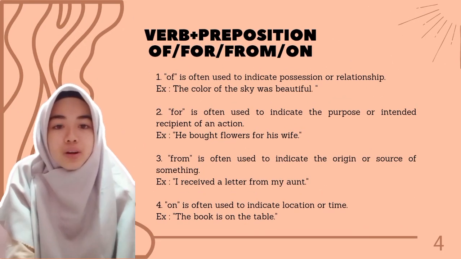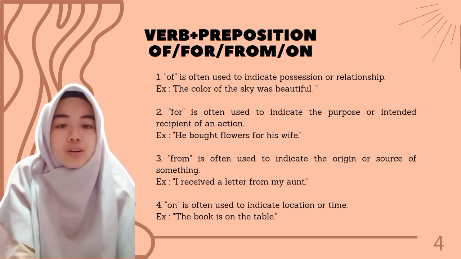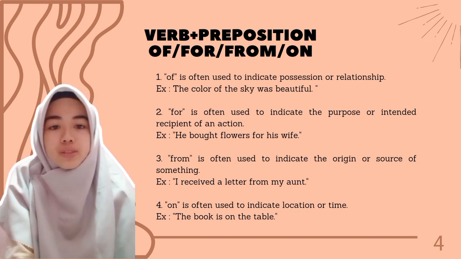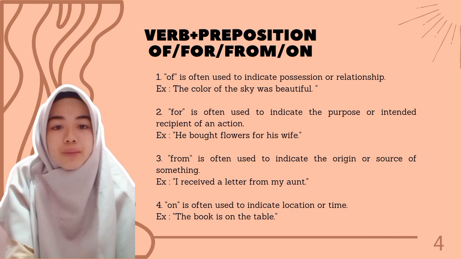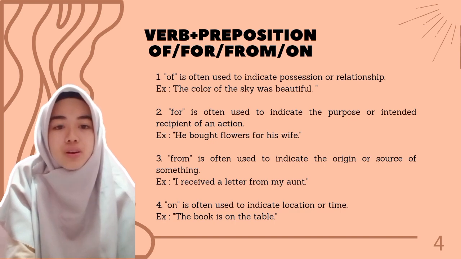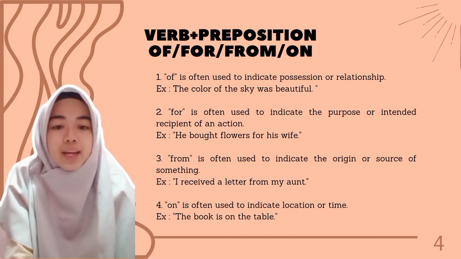Next, I would like to convey about verb plus preposition of, for, from, and on. The prepositions of, for, from, and on can be used with different verbs to convey different meanings. Of is often used to indicate position or relationships. For example, the color of the sky was beautiful. And then, for is often used to indicate the purpose or intended recipient of an action. For example, he bought flowers for his wife. And then, from is often used to indicate the origin or source of something. For example, I received a letter from my aunt. And then, on is often used to indicate location or time. For example, the book is on the table.